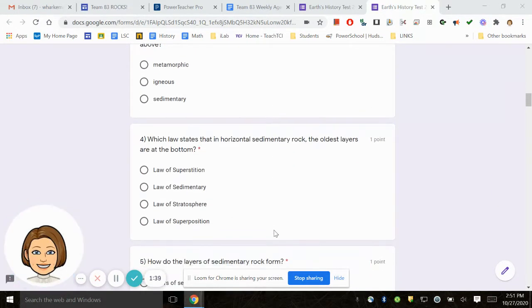Number 4, which law states that in horizontal sedimentary rock, the oldest layers are at the bottom? Law of superstition, law of sedimentary, law of stratosphere, law of superposition?